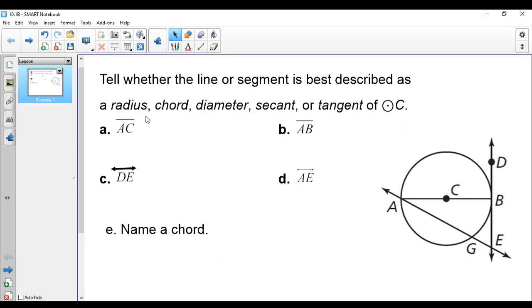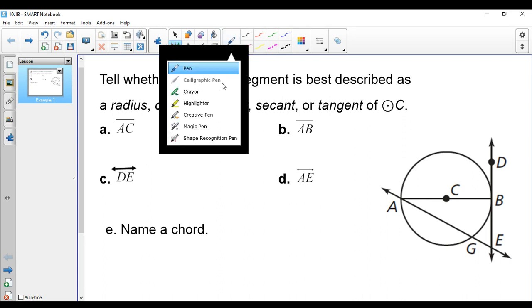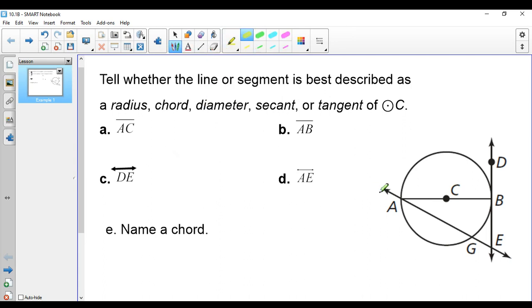And we know that AC is a segment because it does not have arrows above it. So segment AC starts at A and goes to C and looks just like that. So point A is on the circle, point C is the center of the circle. That means that AC is a radius.